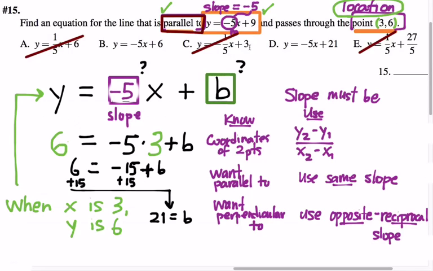So we find out here that b is equal to 21. And because we know that b is equal to 21, we can fill in that square with 21. And lo and behold, there's our answer choice. We don't touch the 9 at all.